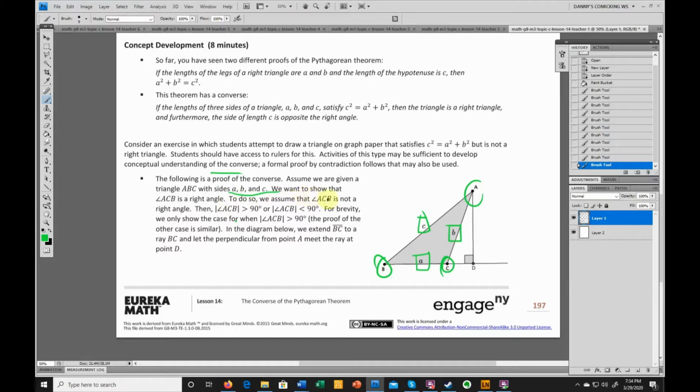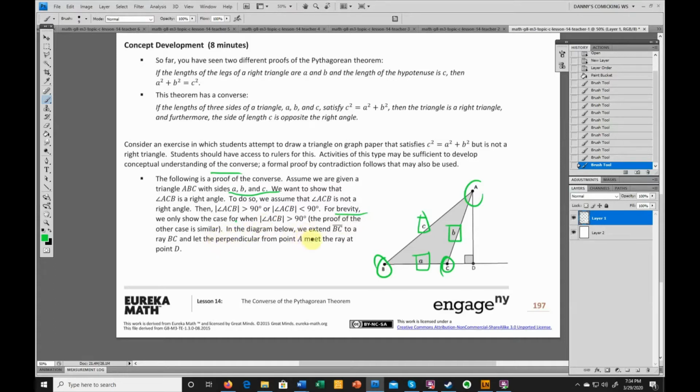To do so, we assume that ABC is not a right angle, and then angle ABC is greater than 90 degrees, or angle ABC is less than 90 degrees. For brevity, that's what brevity means, shortness, we only show the case for when ABC is less than 90 degrees. The proof of the other case is similar, meaning it's basically the same process.